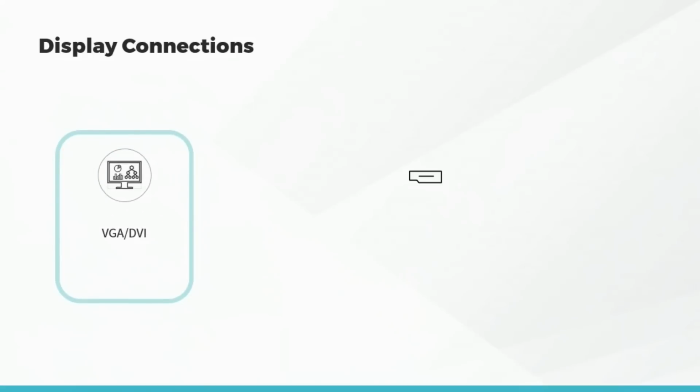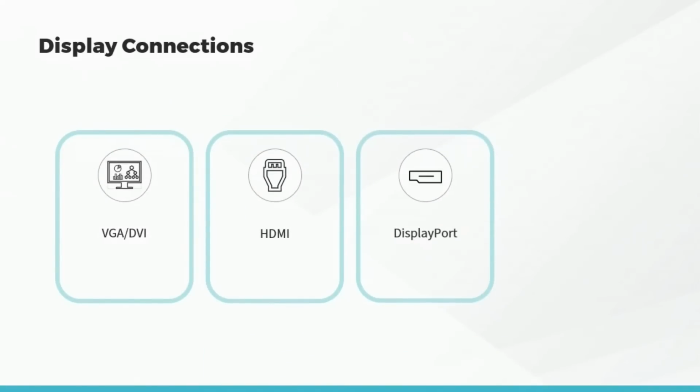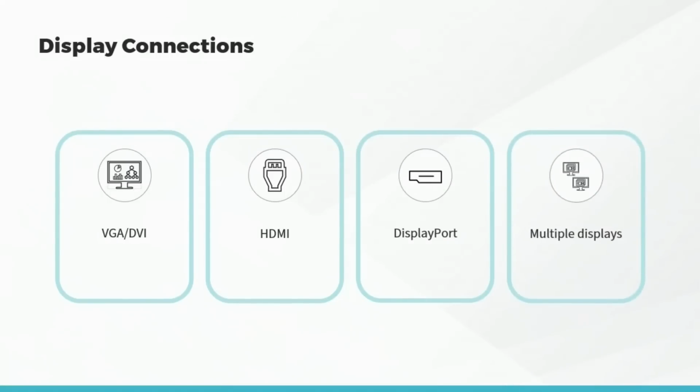Lastly, display connections include VGA and or DVI, HDMI, DisplayPort, and the ability to use any or all of those with multiple displays. Now, I'll come back to that in just a moment. But as far as the interface goes, these days, HDMI and DisplayPort are the current standards, but on older systems, you might still find VGA and or DVI.